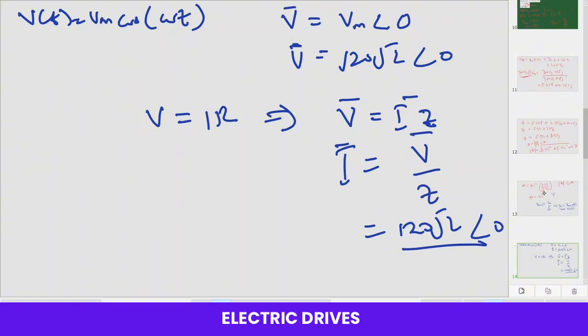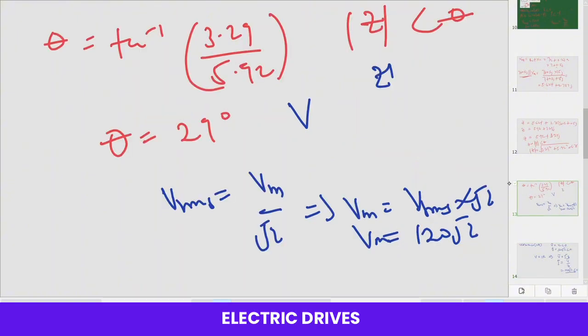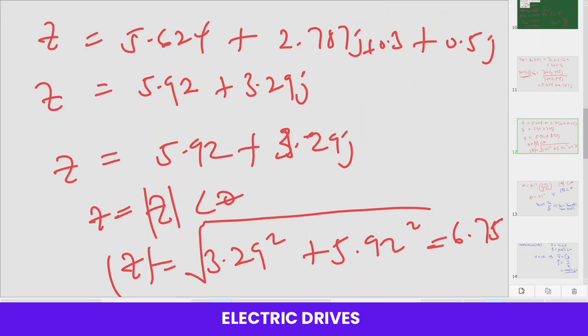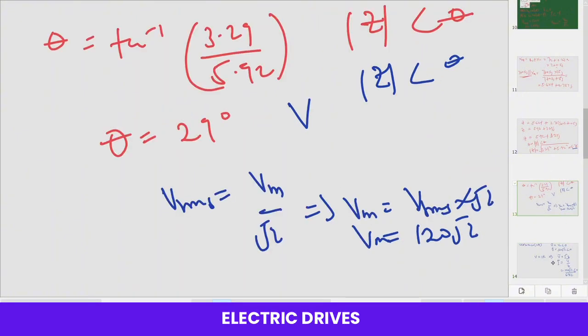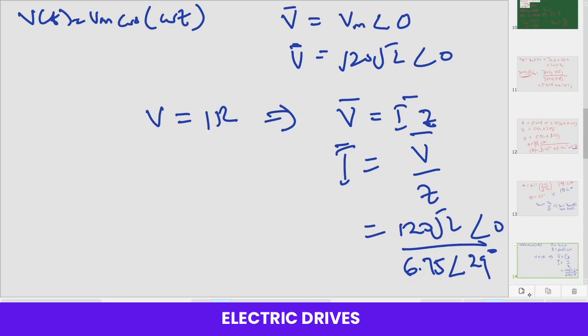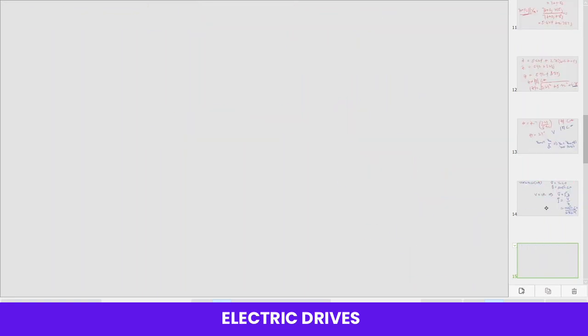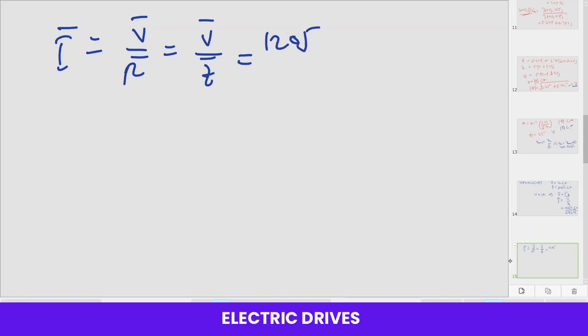Z is given by the magnitude, the one I had here. So I had Z bar, and Z bar I had 6.75, then my angle was 29 degrees. Now from Ohm's law, I bar is equal to V bar over Z bar, and as I said, we are considering the phasor of the circuit, so we consider Z, where V bar is 120 root 2, and this one is 6.75. Then the angle is 29, and this one the phasor is 0.